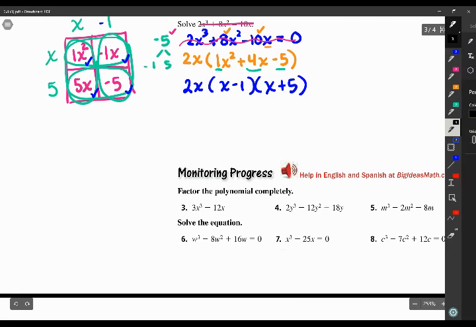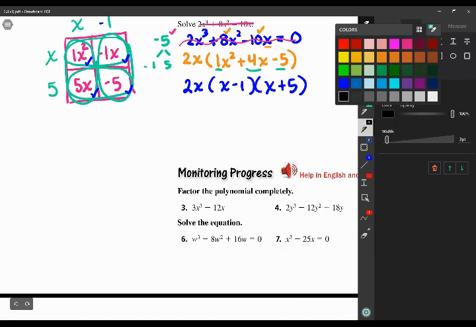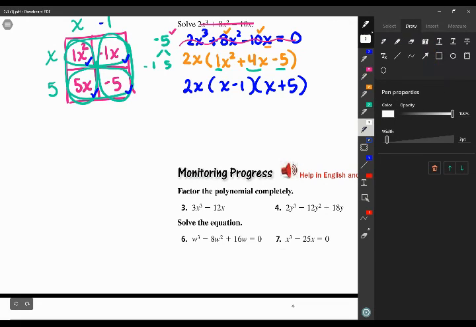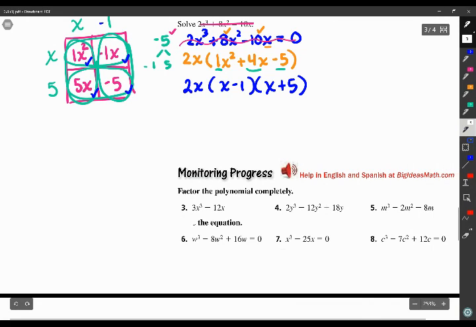Let's make some more space here. All right, so we're going to not do these that have the equal sign today.